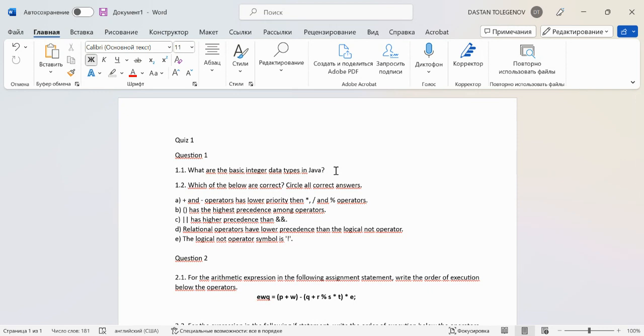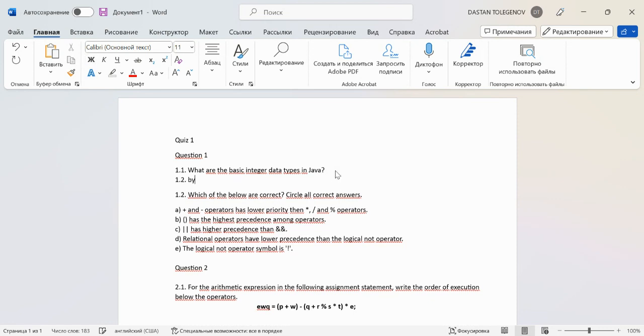As we know, in Java, we have 8 data types known as byte, short, int, long, float, double, string, and char. But the question is about integer data types. So that's why we have 4 data types that have integers: byte, short, int, long. Let's indicate this.